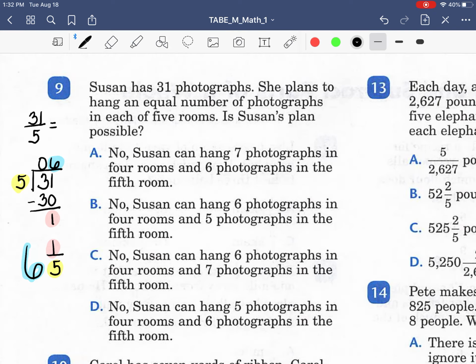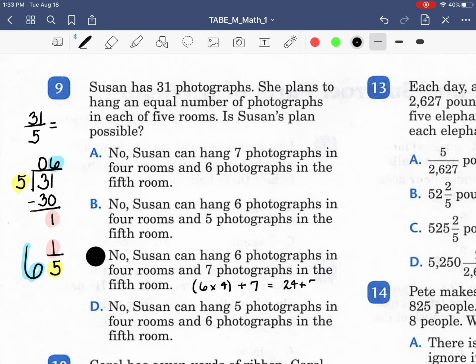The answer here is C. She can hang 6 photographs in 4 rooms and 7 in the 5th room. And honestly, I think I want to approach this one a little bit differently. Let me show you something here. This problem is saying that she can do 6 times 4 plus 7.